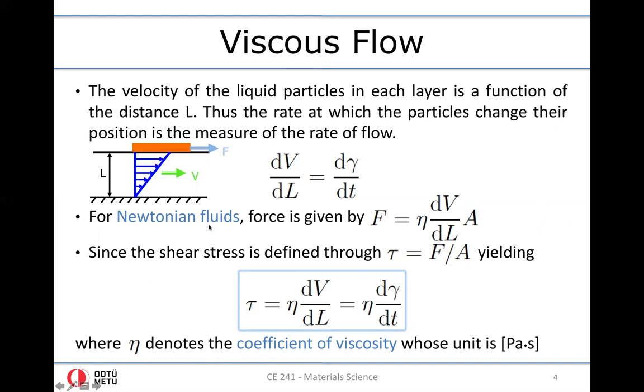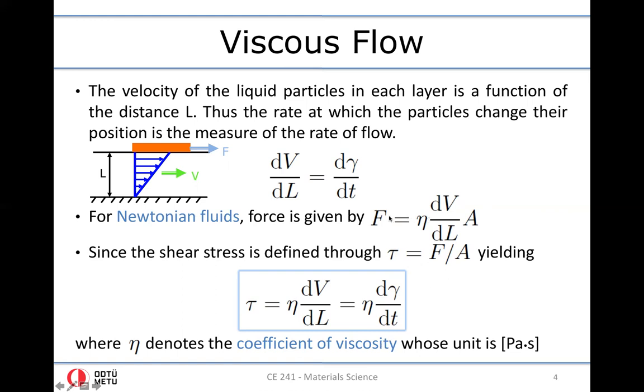So for Newtonian fluids, this velocity profile is linear, and the force that is needed to generate such a velocity profile for a given Newtonian fluid is given by eta times the velocity gradient, or the rate of the shear strain, times the cross-sectional area of the plate. In other words, the area of the bottom part of the plate that is in contact with the fluid. So this proportionality constant, denoted by the Greek letter eta, is what we call the coefficient of viscosity.